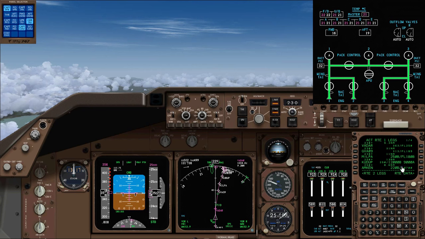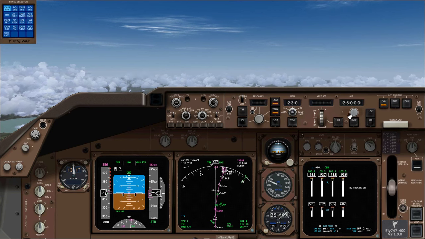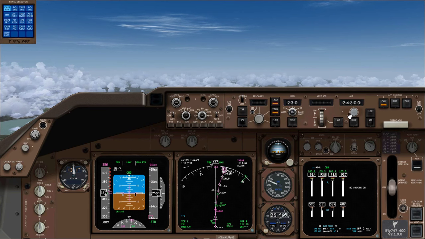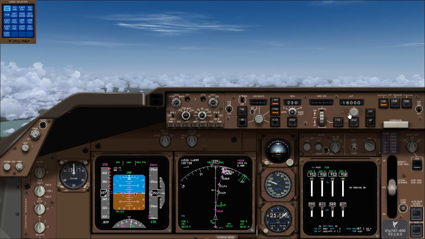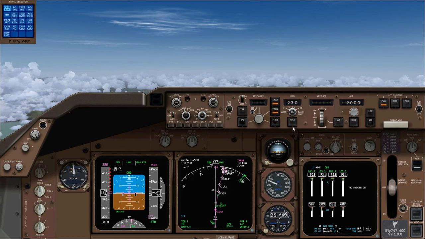We have the limitation 9000 or above, so we can just simulate a descent to 9000 from the EDC, the other way around, yes, and 9000 will be inside the altitude, and we'll see VNAV starting the descent as soon as we pass the top of the descent point.